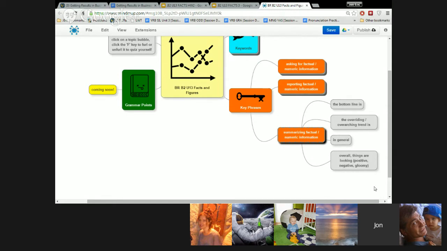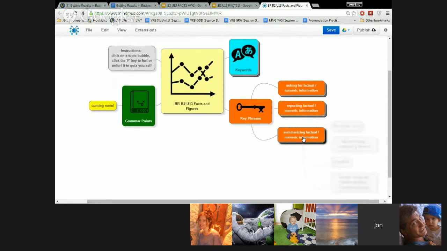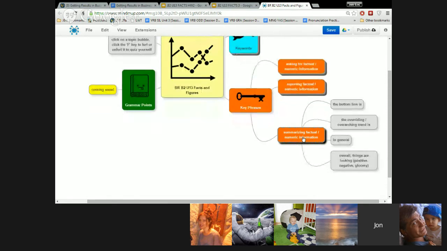So summarizing. Well, the bottom line is we need to use podcasts. The overarching trend, the overriding trend, is that young people are using podcasts more than blogs. In general, overall, things are looking... So all of these are good ways to summarize. I've given you a few. What does it mean, gloomy? Looking gloomy, looking negative.